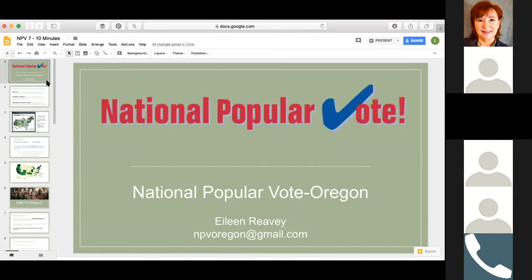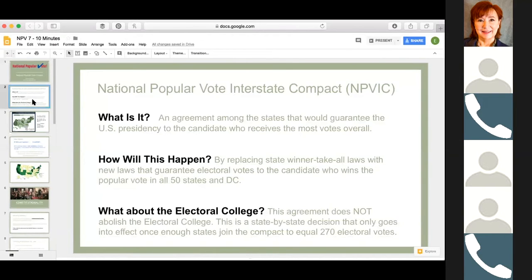And we don't do it in a silo. We say, we're going to do this along with other states, and we're all going to change our law at the same time when a majority of us have signed on to this interstate compact, and we have 270 or more electoral votes committed, and effectively would be able to decide the presidential election by popular vote. So it's got a kicker. It doesn't change until we get to 270. It doesn't abolish the Electoral College, and it's a state-by-state decision.